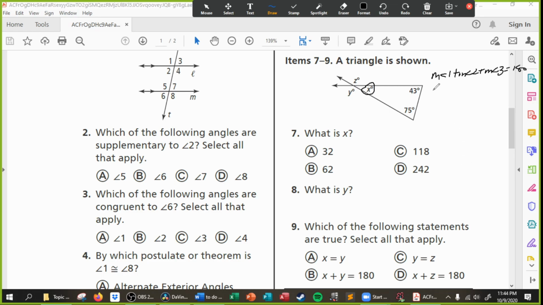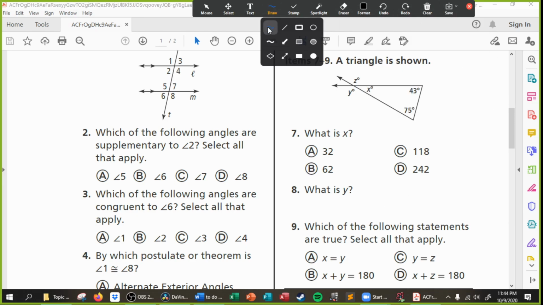So I can say that 43 plus 75 plus x must equal 180. This is going to give me 118 plus x equals 180. And if I subtract 118 from both sides, I get x equals 62. Now it wants to know what is y. So actually, let me clear this. Pop in my answer here of 62.